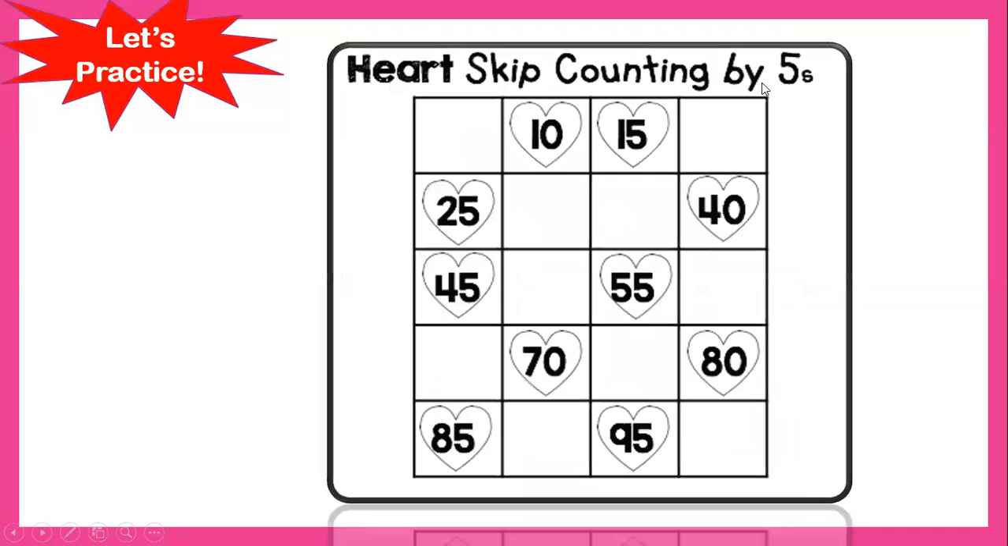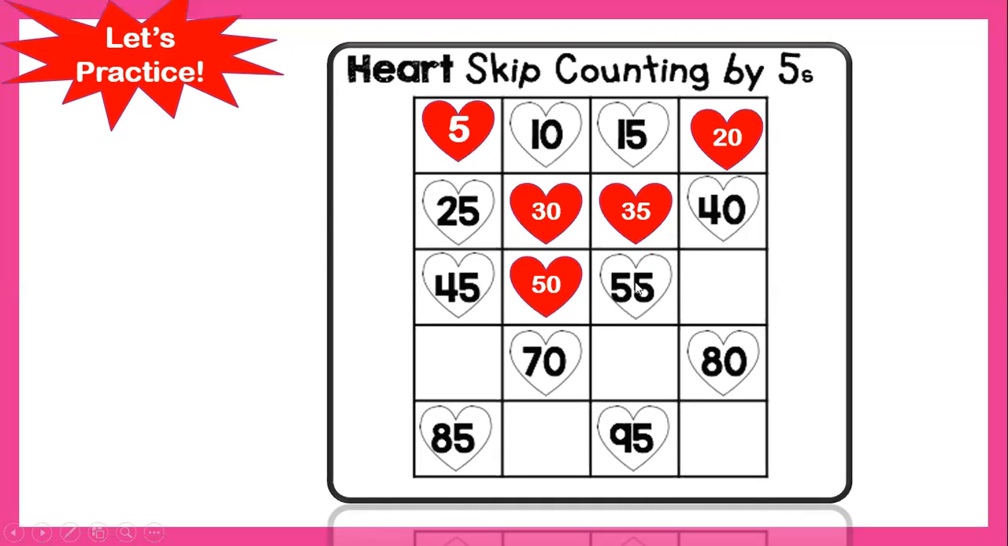Skip counting by 5. What are the missing numbers here? You just need to count by 5 before 10. What number? It's 5. So 5, 10, 15, 20, 25. What number is next here? It's 30. Next to 30, it's 35, 40, 45. What is the missing number?